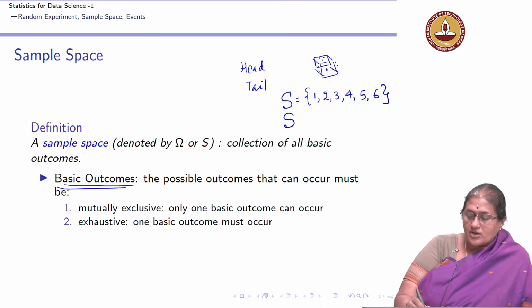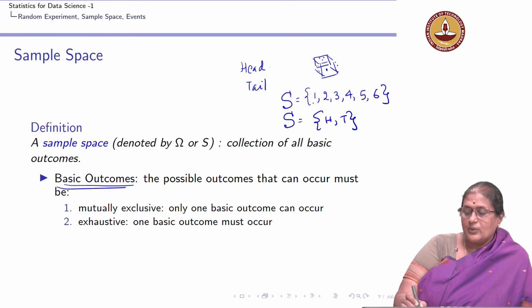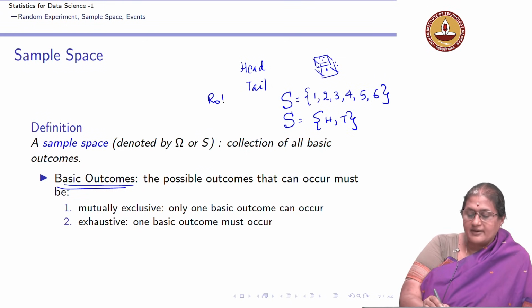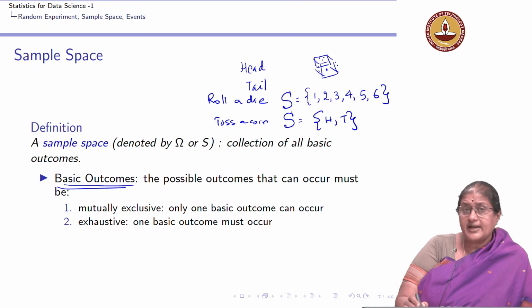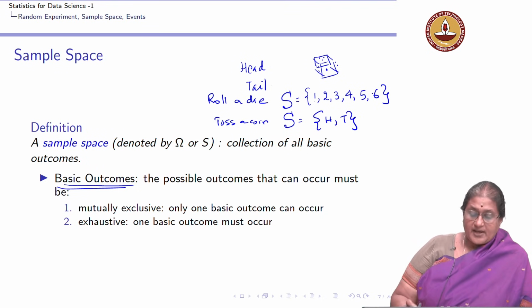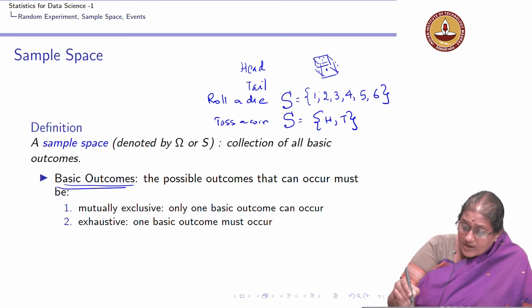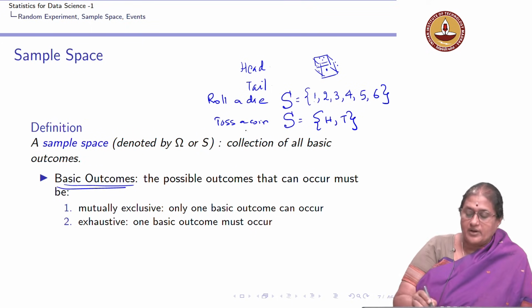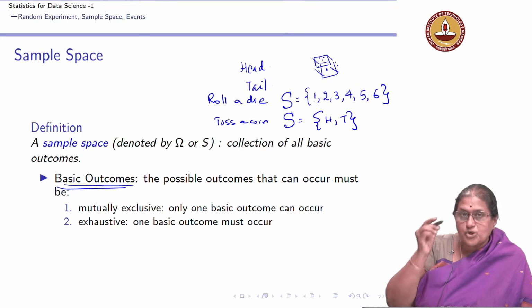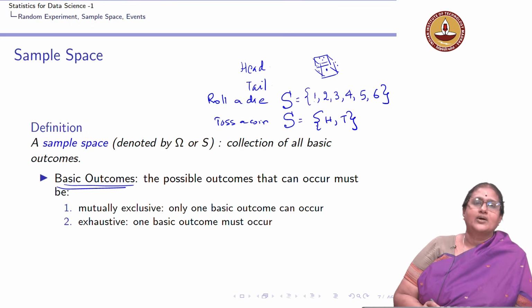So, when I toss a coin, my S is represented by {head, tail}. When I roll a die, I have a sample space which can take the values 1, 2, 3, 4, 5 and 6. And it is exhaustive in the sense that when I roll a die, one of these outcomes has to occur. When I toss a coin, it should either be a head or a tail.